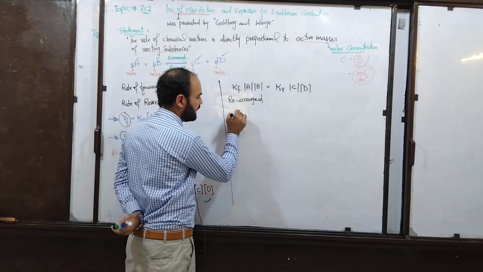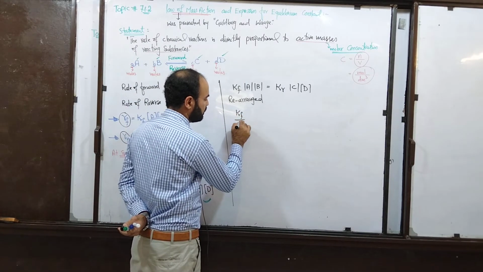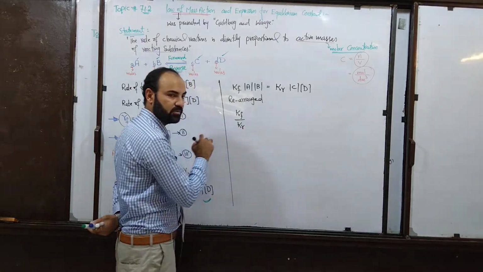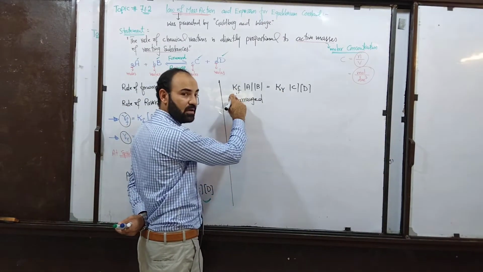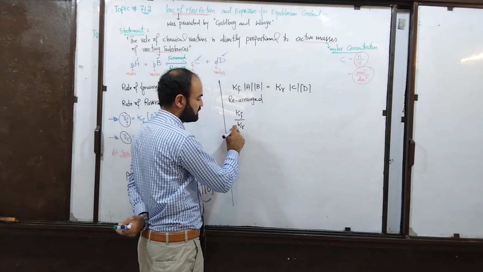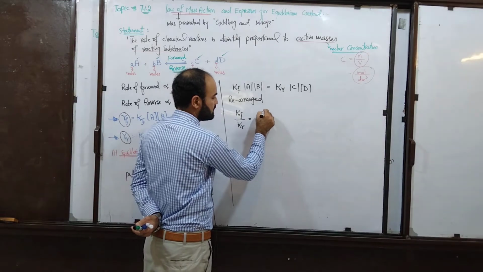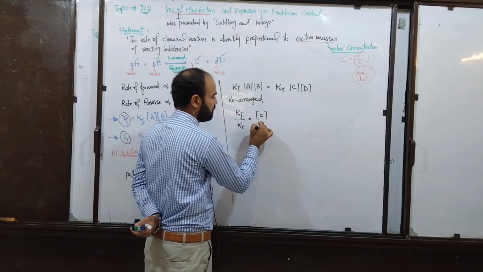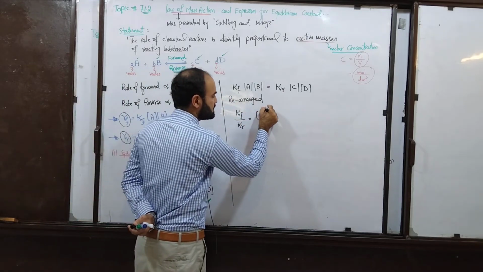So I will get the constant for the forward direction divided by the constant for the reverse direction. I will move this to the left side, where it becomes the denominator, and that's equal to the concentration of C. Now I will add some power here. What is the number of moles of C? So I will write C.